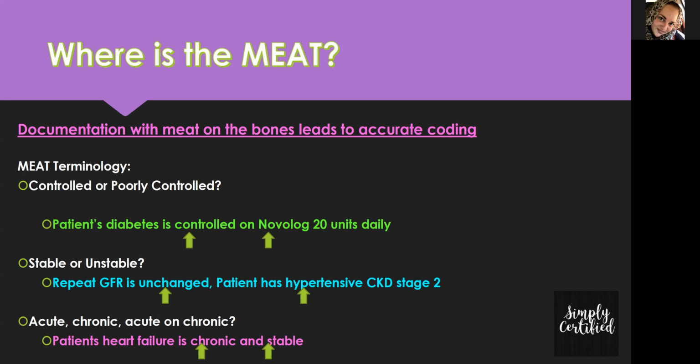So repeat GFR is unchanged. Patient has hypertensive CKD stage 2. So is the condition stable or unstable? It's unchanged. It's stable. Or maybe they were unstable and it's unchanged. They're still unstable. It's unchanged. This is where you would see words like worsening or improving or increasing.